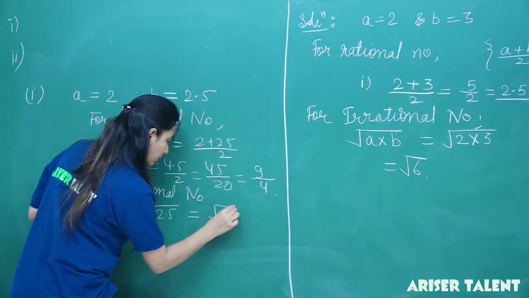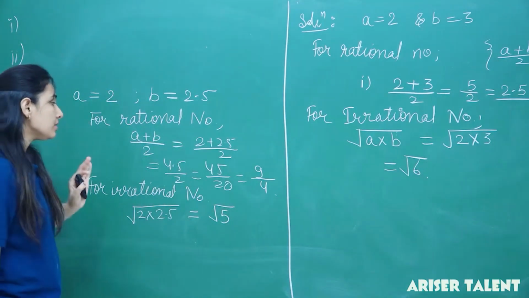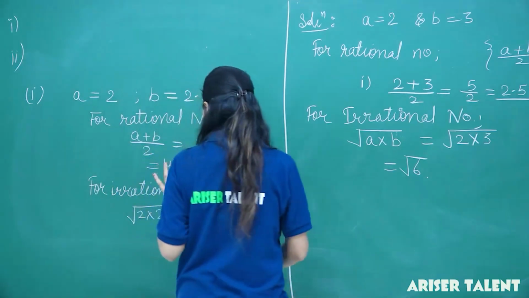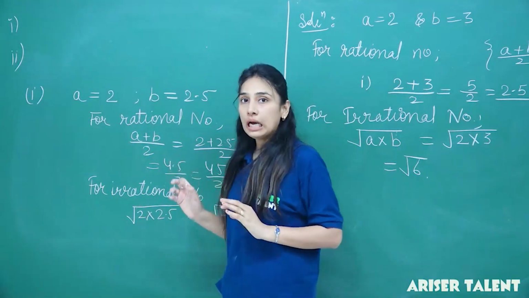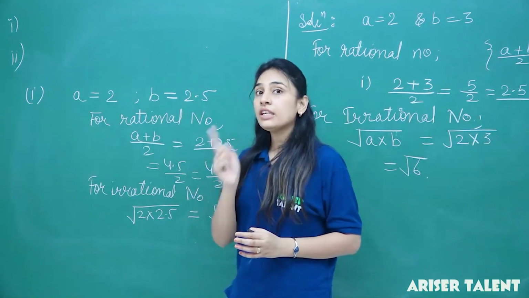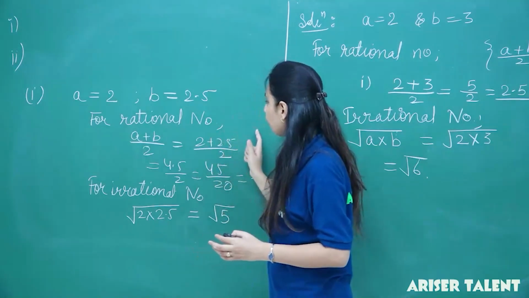It will become root 5. So root 5 is one value. Now let's modify this question. If the question asked us to insert 2 irrational numbers, and if you have to insert 2 rational numbers, what will you do?